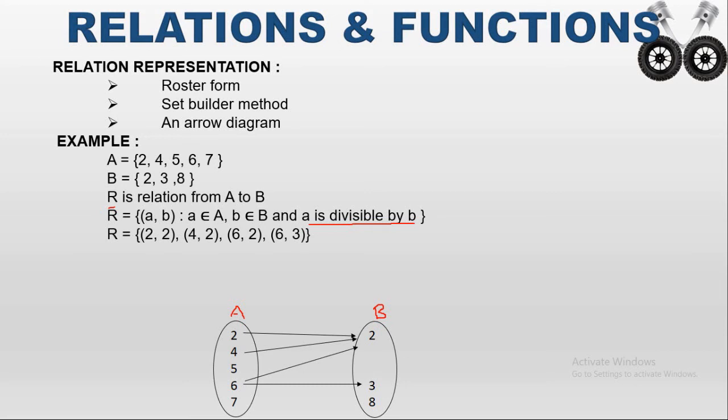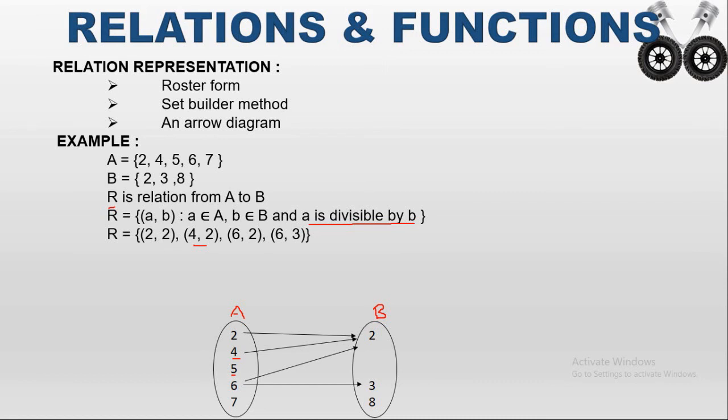Next we choose the second element, that is 4. 4 is divisible by 2. Yes, so you write (4, 2). 4 is not divisible by 3, so no need to write it. Then 4 is not divisible by 8, so that one you can leave also. Next, choose the next element in A, 5. 5 is not divisible by 2, so it is wrong. 5 is not divisible by 3. 5 is not divisible by 8 either. So you leave that one.